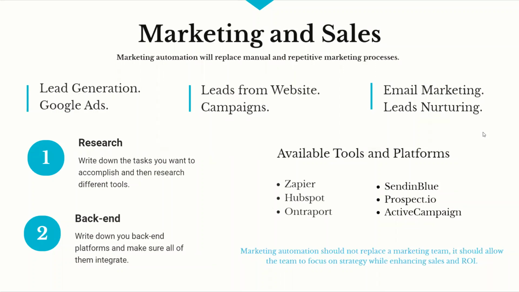When beginning to investigate marketing and sales automation, a great first step is to research different software and their capabilities. A good second step is to write down your back-end applications that are currently being used and the goals you are looking to obtain during these automation processes. Making sure your applications integrate is going to be essential for optimal efficiency.